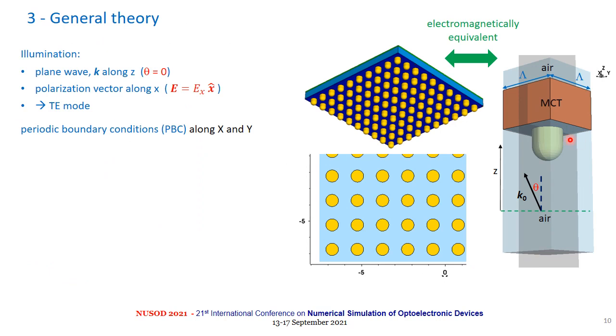It is clear that if we impose periodic boundary conditions along horizontal sides, with these illumination conditions, the unit cell describes not only the single pixel, but also the whole focal plane array. Okay, but the question is, why should such plasmonic nanorods enhance absorption?